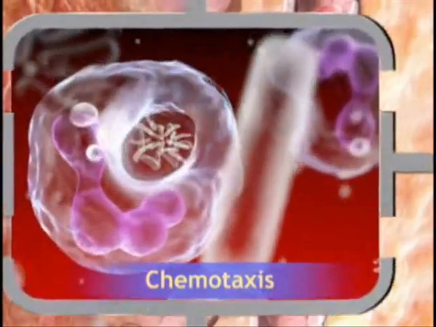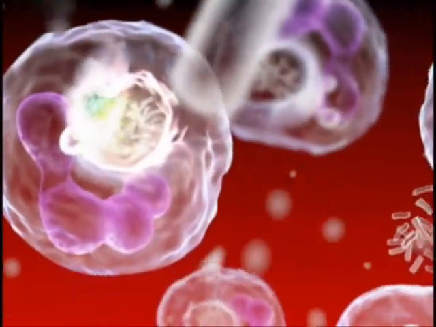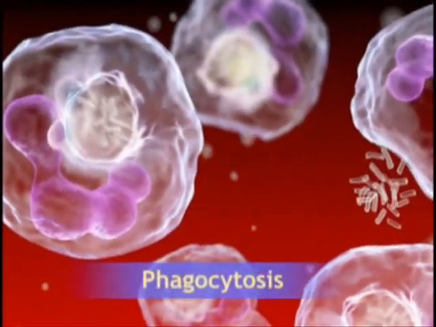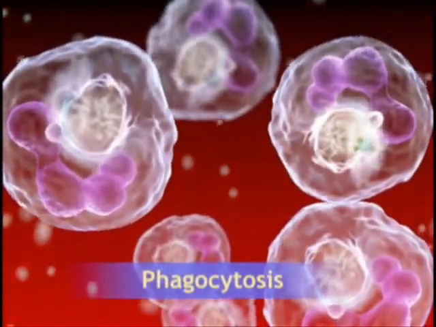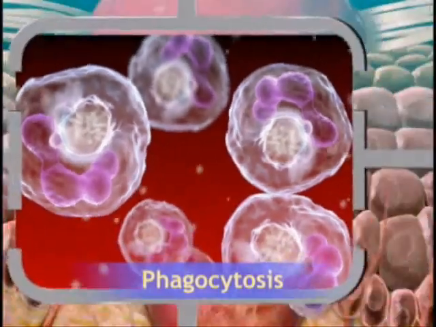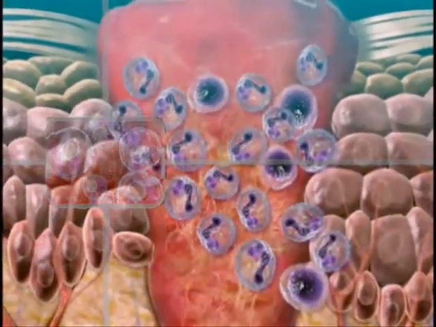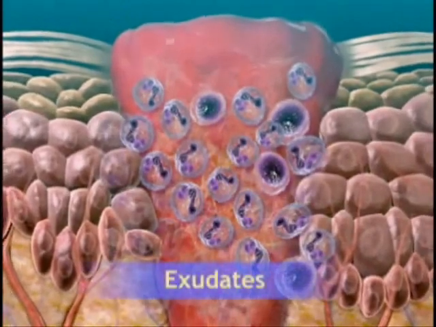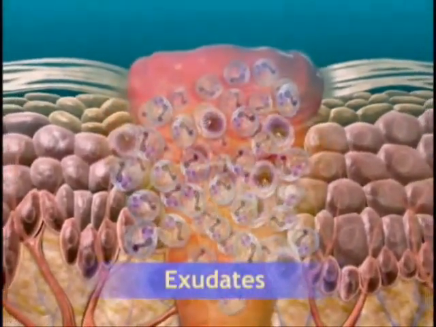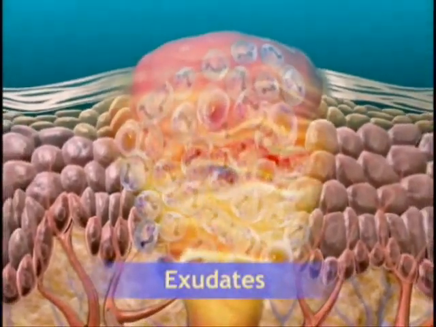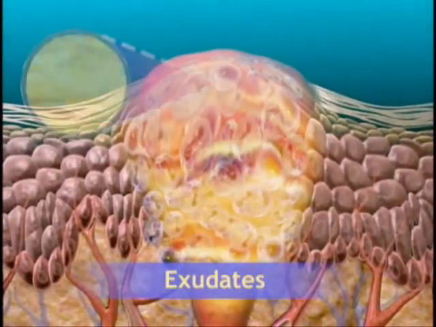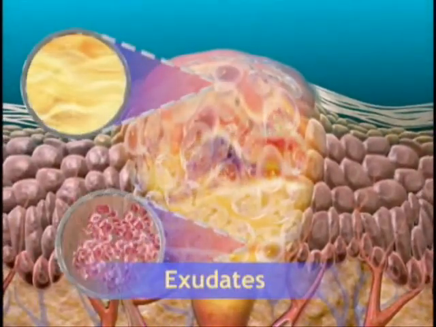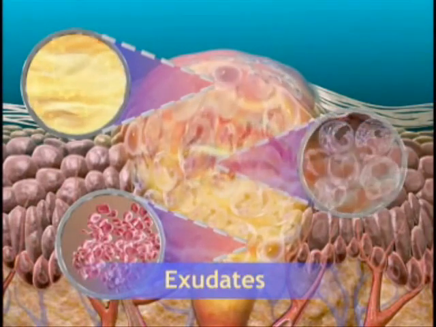The cellular stage culminates in the leukocytes engulfing and degrading the bacteria and cellular debris in a process called phagocytosis. Products of phagocytosis, along with plasma and blood cells, form exudates, which accumulate, causing swelling and pain. Exudates are composed of serous fluid, red blood cells, fibrinogen or tissue debris, and white blood cell breakdown products.